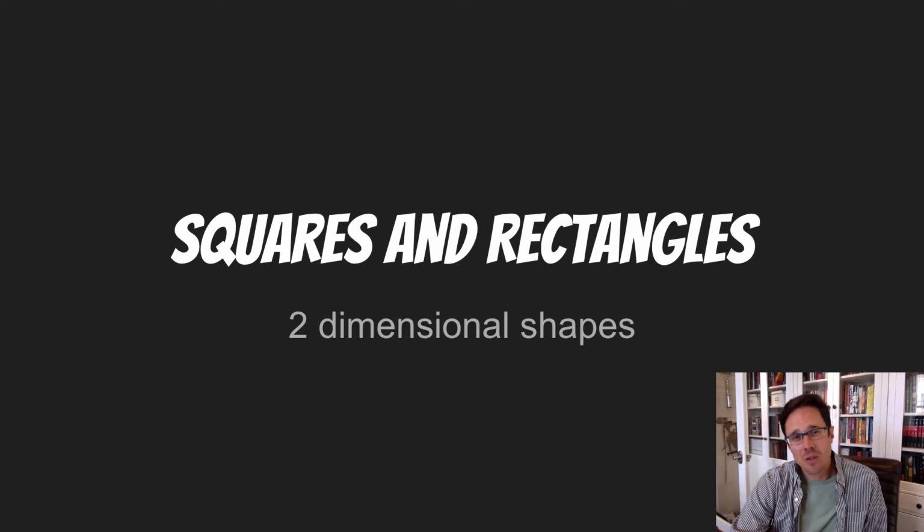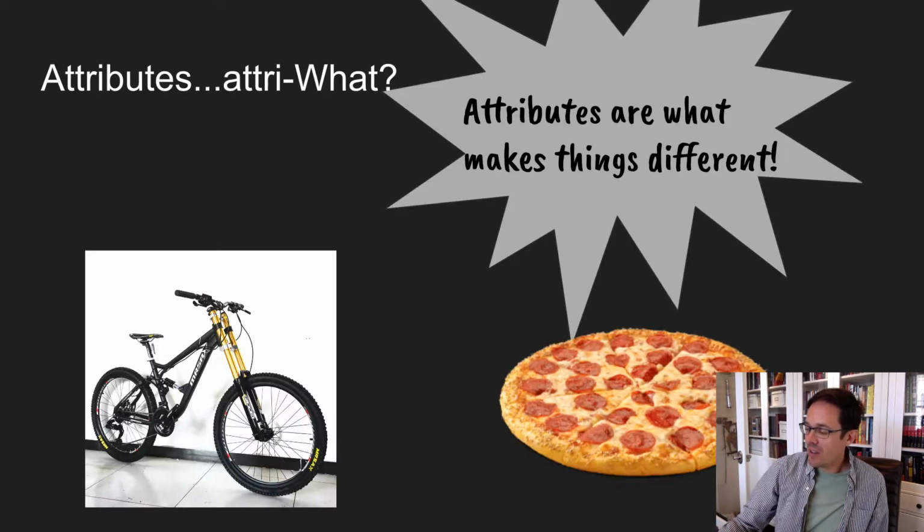Today I want to teach you that squares and rectangles are two-dimensional shapes, meaning that they're very flat. And I'd also like to show you what makes a shape open, what makes a shape closed, and what makes squares so special. So let's take a look.